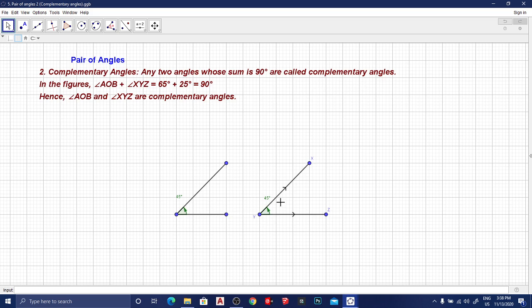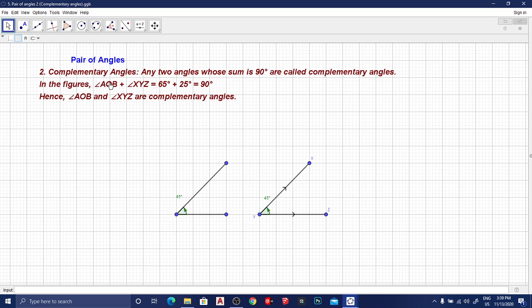Observe here, these two are shown separately. Adjacent angles have a common vertex and common arm, but these two have different vertices and different arms. But if the sum of these two angles is equal to 90 degrees, then these two angles are called complementary to each other. This XYZ is complementary to PQR, and PQR angle is complementary to XYZ. Like that you have to read.